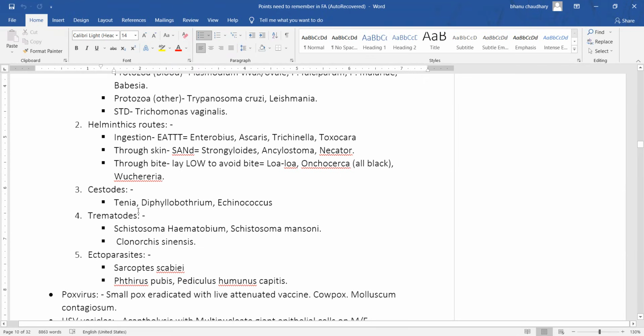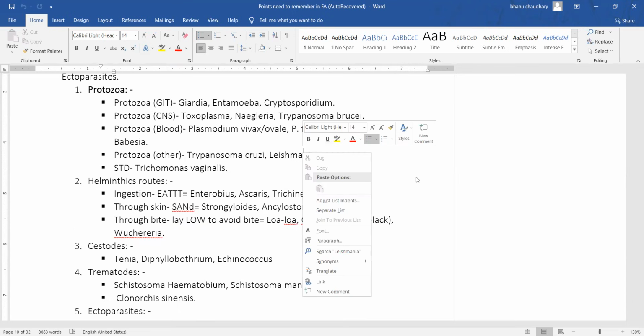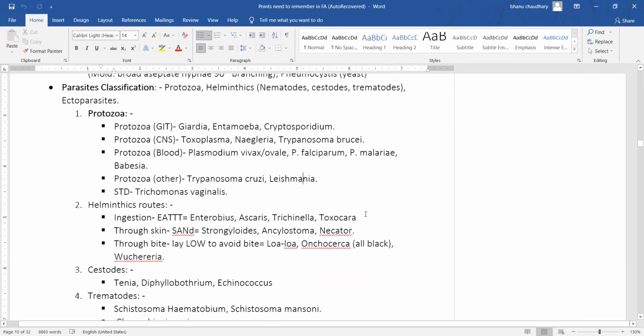Then comes the cestodes, which include Taenia, Diphyllobothrium latum, and Echinococcus. Then the trematodes, which include Schistosoma haematobium and Schistosoma mansoni, and Clonorchis sinensis. Finally the ectoparasites, that includes Sarcoptes scabiei, Pthirus pubis, and Pediculus humanus capitis. So it would be better if you write all these names in a single paper, like a summary, because remembering the names is much more important. Only if you remember the name can you remember the disease they cause.